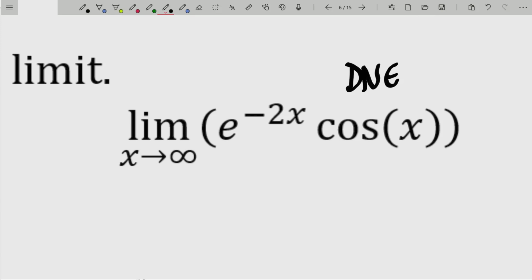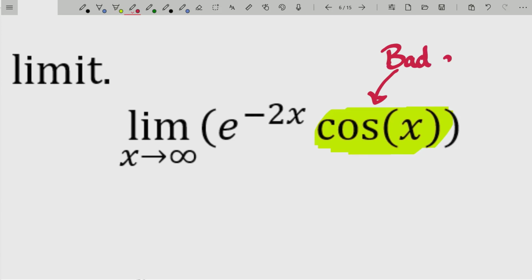some type of function that's just misbehaving. Well, this guy is the bad guy in this limit. It just doesn't exist. I'm going to point at him, and I'm going to call him the bad guy.